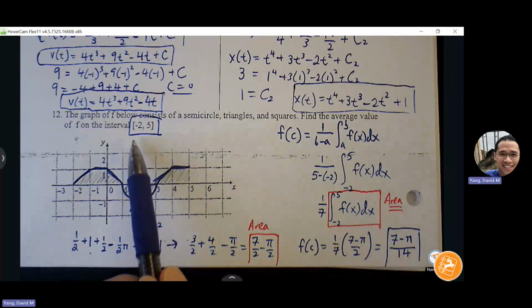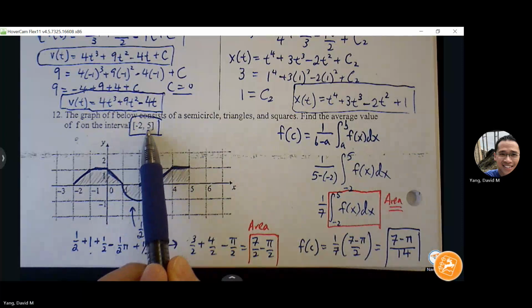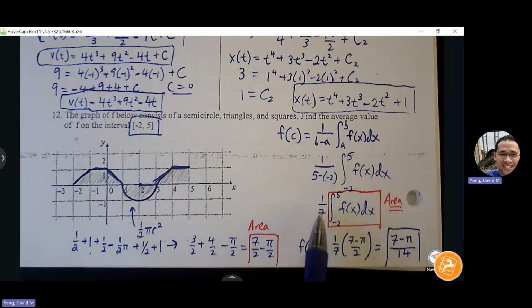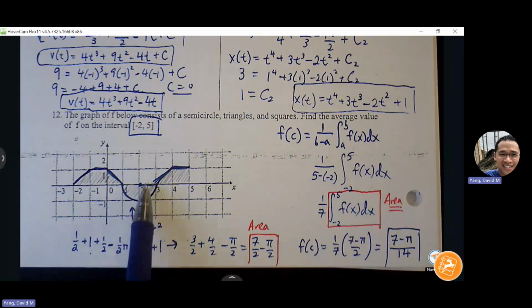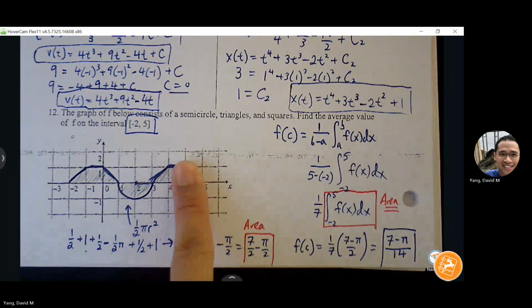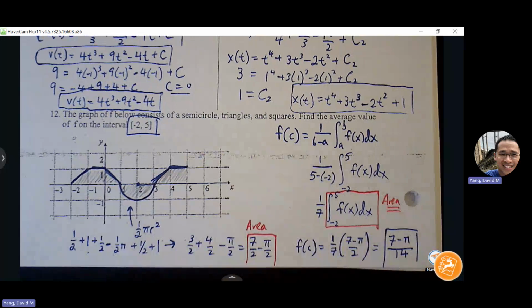What if this integral, what if the bound was from -2 to 4? Then this would be 1/6. And would I then add up all the areas still? Only up to 4, right? Okay, so pay attention to your bounds.